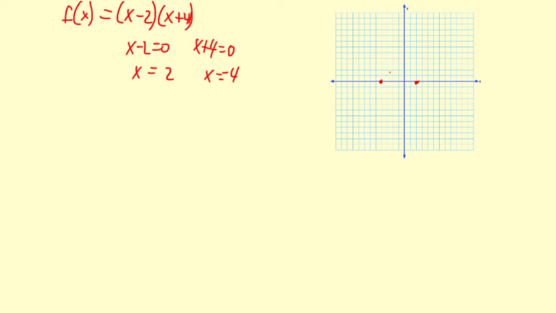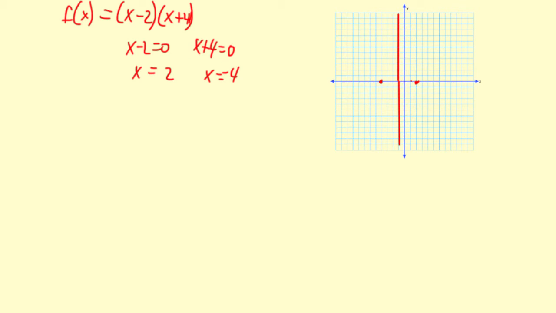There are your intercepts. And then how do you finish the graph from there? Well, you find the axis of symmetry, which is halfway in between the two intercepts, and that looks like it's right here. X equals negative 1.